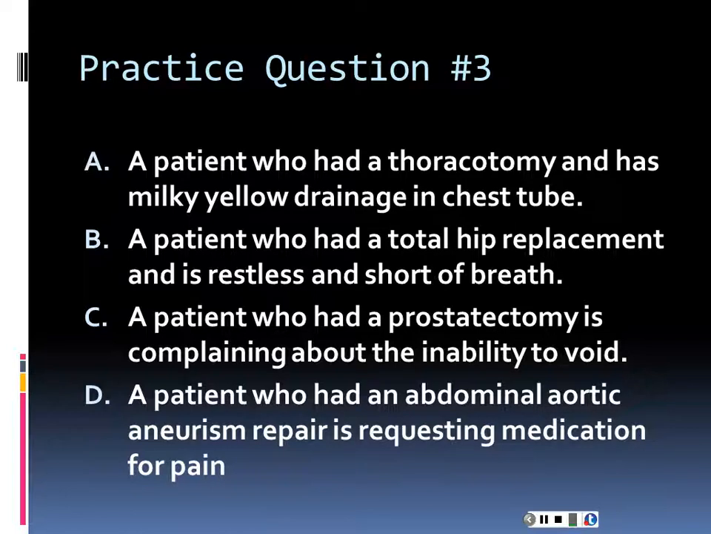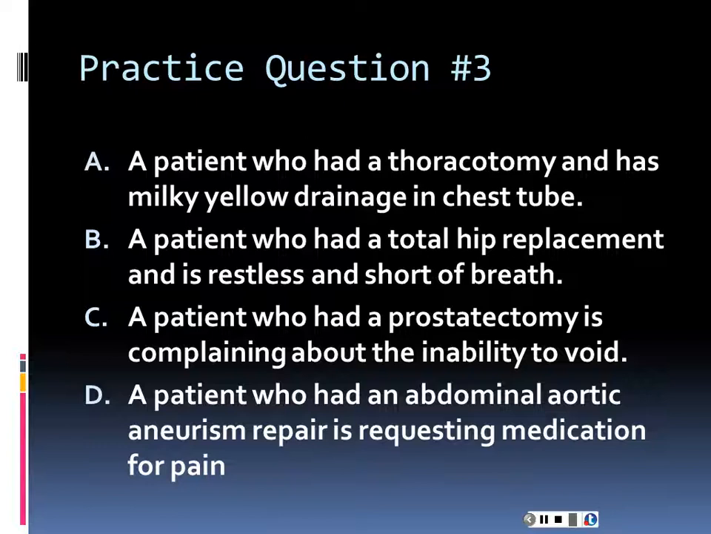D looks pretty expected to me. Somebody who had a AAA repair is going to have pain. They're asking for pain medication. That's totally normal. I don't need to make up a whole story about how they've ruptured their repair and they're bleeding out into their belly because it doesn't say that. So I'm going to eliminate D.